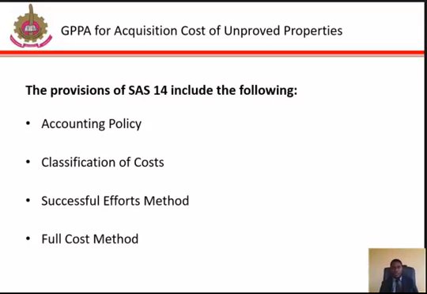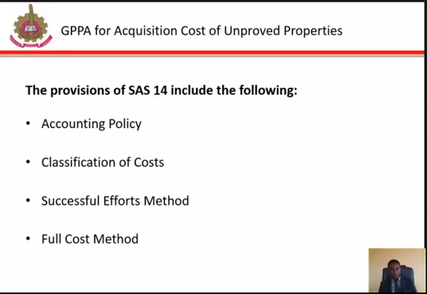Unapproved properties should be assessed at least once a year to determine if there is any loss in value, that is impairment. So if there is any impairment, it must be recorded as what? As a loss.